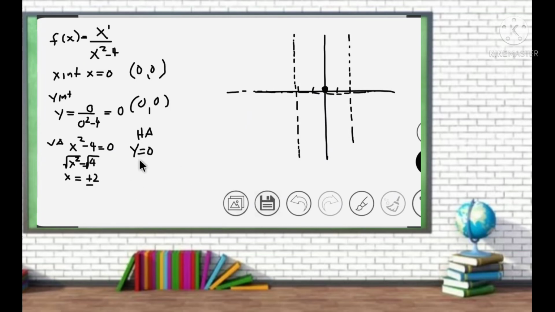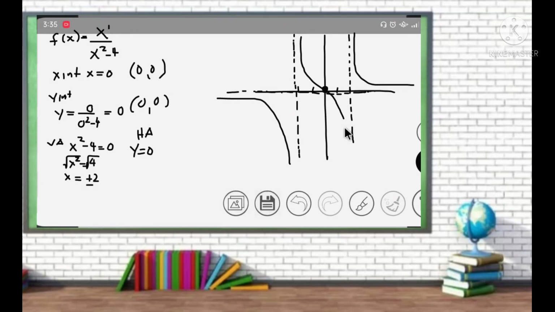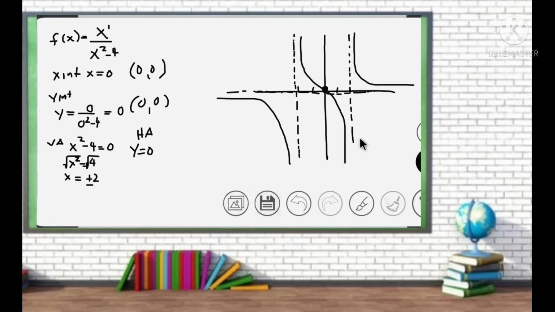Since ang horizontal asymptote natin ito, it lies in what quadrant? 1 and 3. So, it goes like this. Charan. Then, at the middle, since dadaan daw siya dapat dito, we have like this one. Okay, naintindihan. Nagigets ba? Okay, now, hanapin natin yung isa.